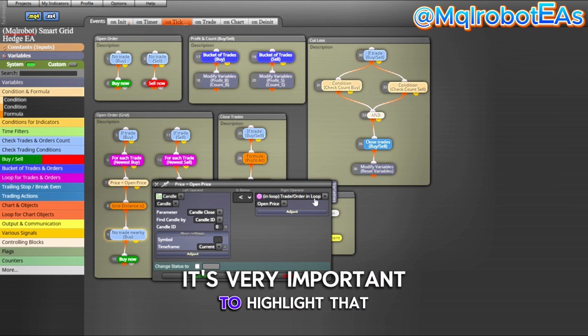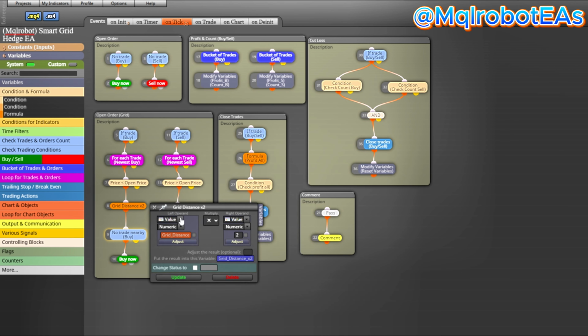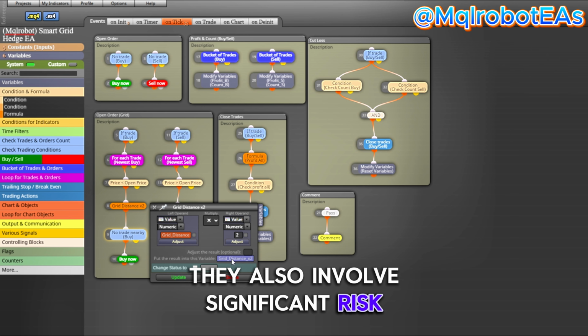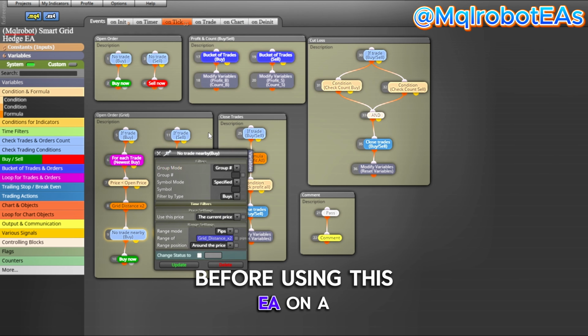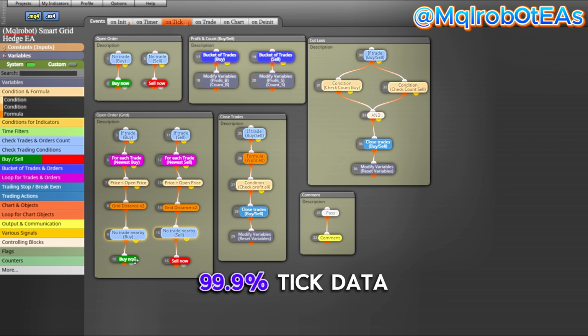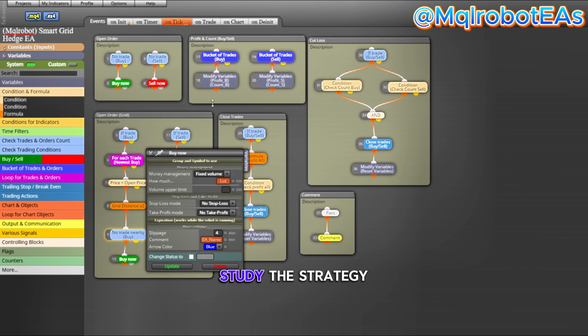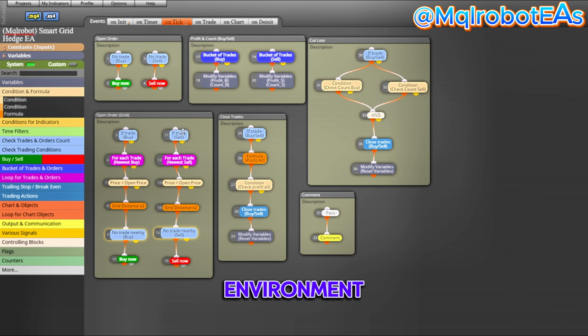It's very important to highlight that while hedging and grid methods can generate profits, they also involve significant risk if not managed properly. Before using this EA on a live account, you should thoroughly backtest it with 99.9% tick data, study the strategy in detail, and forward test in a demo environment.